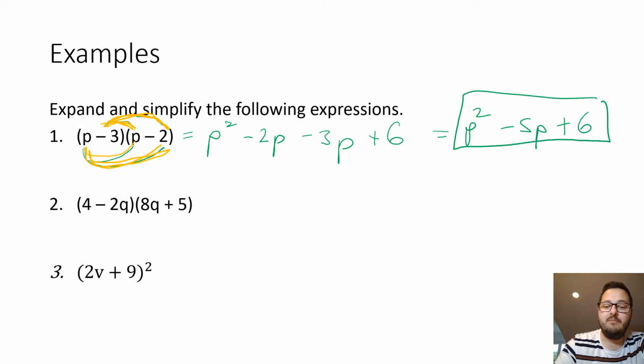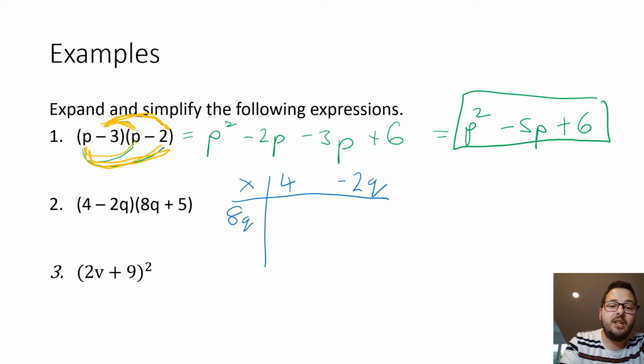Great. Okay, for the second one, let's use the table method. So we've got a multiplication table. We've got 4 and we've got minus 2q. Make sure you remember the minus. Then we've got 8q and 5. So let's just do that.